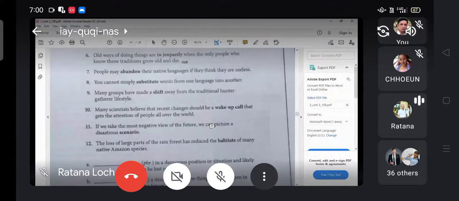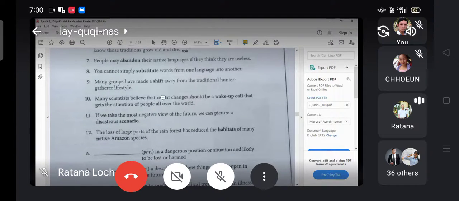Okay, let's move on. Replace. Okay, so go to number 8. You know, right? Number 8, no need to translate for you. And substitute. Okay, and number 9, shift. Shift, to change. Shift away. It means change, right?